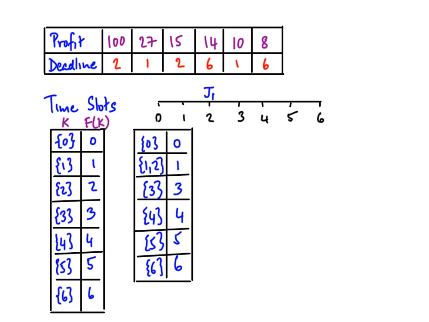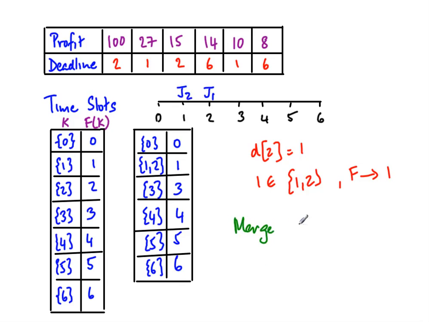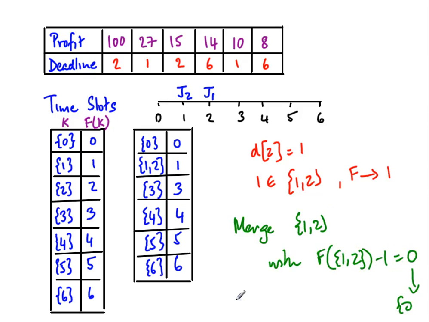So now we look at the next job. So we see that d of 2 is equal to 1 and 1 belongs to the set 1, 2, and f of this set points to 1. So implicitly we put job 2 at time slot 1, and now we have to do the same thing. So we have to merge the set 1, 2 with the set containing f of 1, 2 minus 1, which is equal to 0. And since this belongs to the set 0, we'll end up with a new set 0, 1, 2.